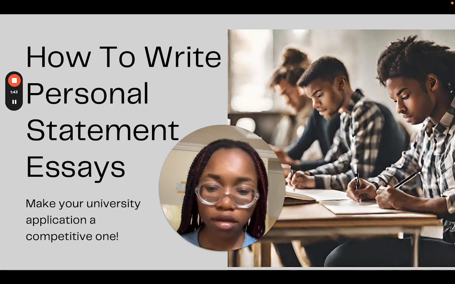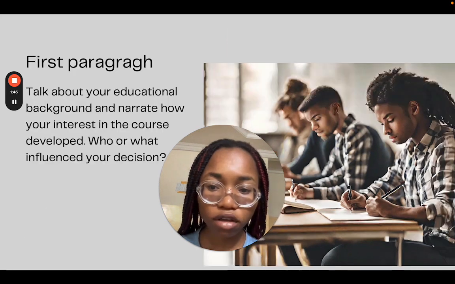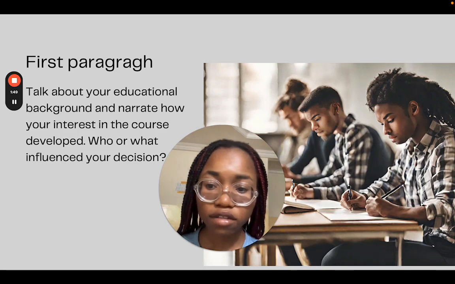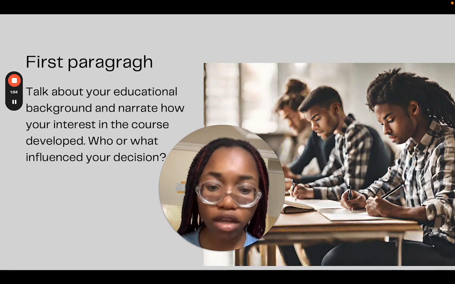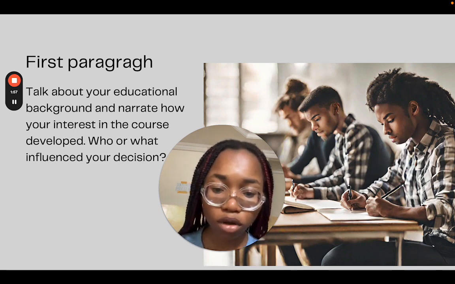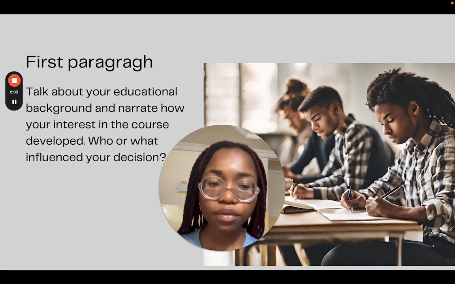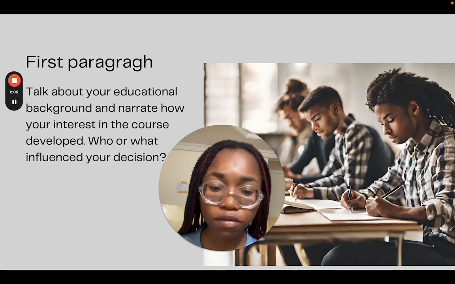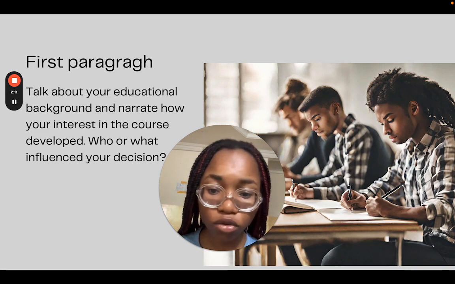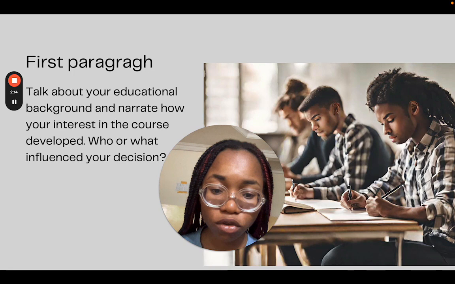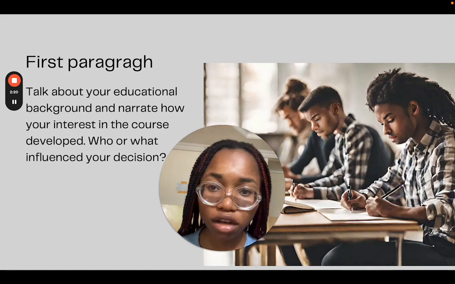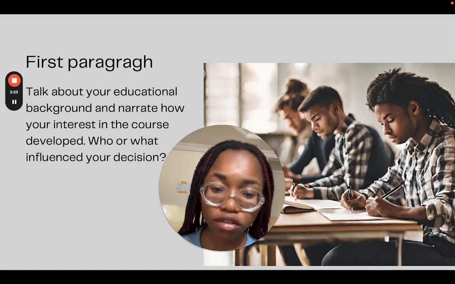Okay. So on your first paragraph, you have to talk about your educational background and narrate how your interests in the course developed, who or what influenced your decision. So here you have to say a little story about your previous studies in the university, maybe for your bachelor's. Then you talk about maybe a lecturer or a family member that influenced your decision in studying that course, and what have you learned in studying that course? Then how has studying that course made you choose the current program you are going for?